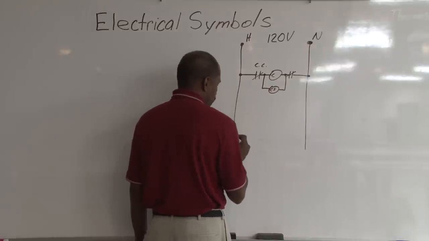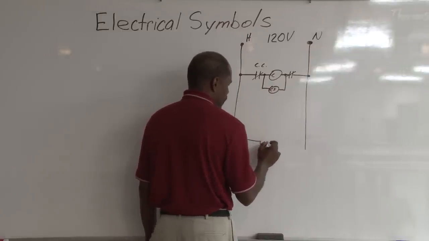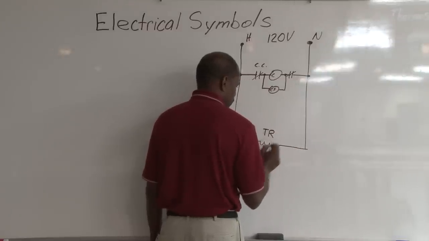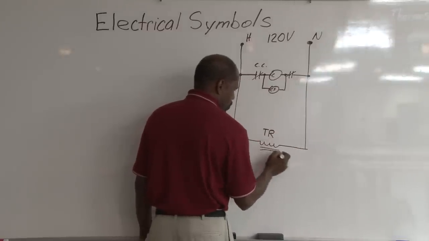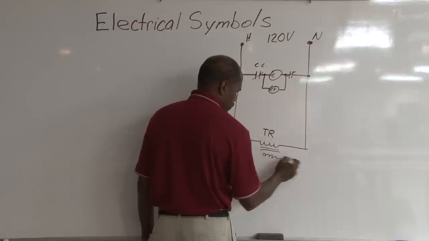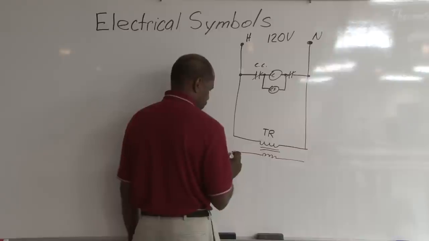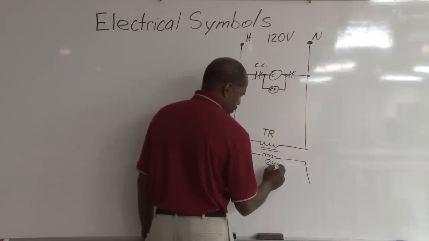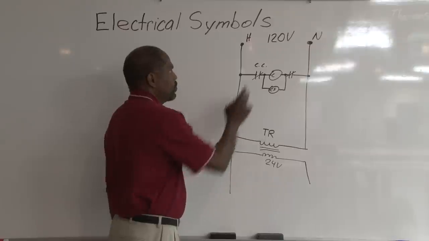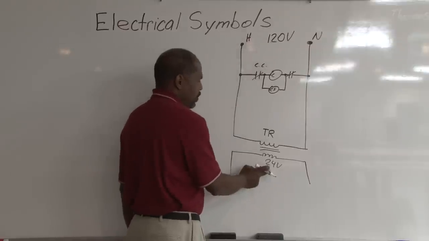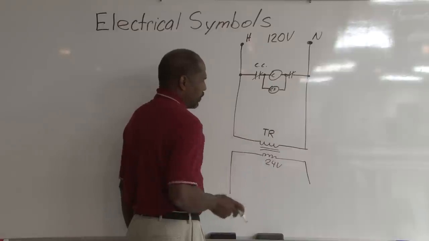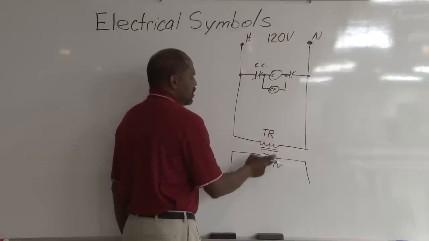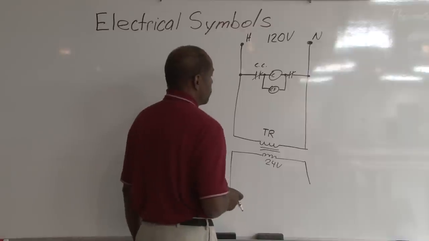Let's put a couple other controls. Let's say we put a transformer in. Simple for a transformer. Air core. It's a step down transformer, from 120 volts down to 24 volts. It's a transformer, and this is the symbol. We're showing both the primary and the secondary coil of a transformer.